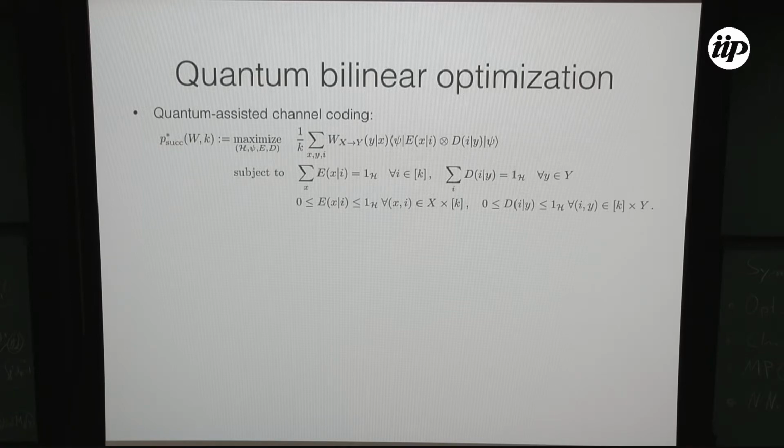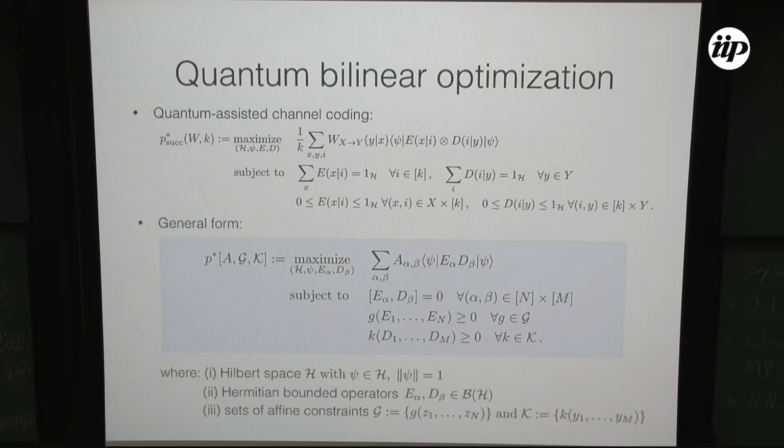But of course, we can ask, maybe we can even do something a bit more general. So what's the general form of programs that we can cover? So this is, again, the quantum-assisted channel coding. Again, nothing happened here. But we can now go to general quantum bilinear optimization. And by that, I just mean a program of this form.